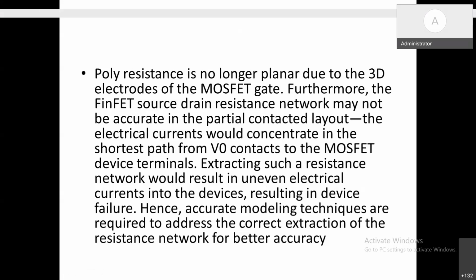If we are not approximately calculating the resistance, we may not be able to check what is the current flowing in the device. If a device fails also, we will not be able to identify. So we need models here to accurately address the extraction of the resistance of the network for better accuracy for the performance of the networks.